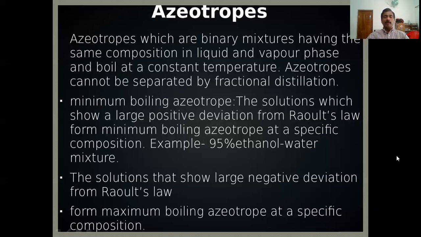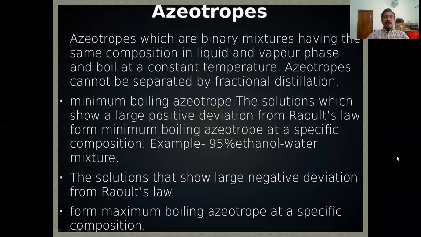So what are minimum boiling azeotropes? The solutions which show a large positive deviation from Raoult's law form minimum boiling azeotrope at a specific composition, not in all the compositions, only at a specific composition. Example, 95% ethanol water mixture.